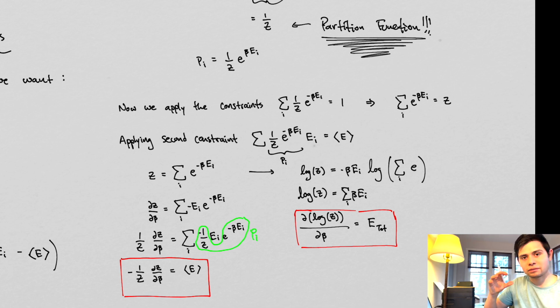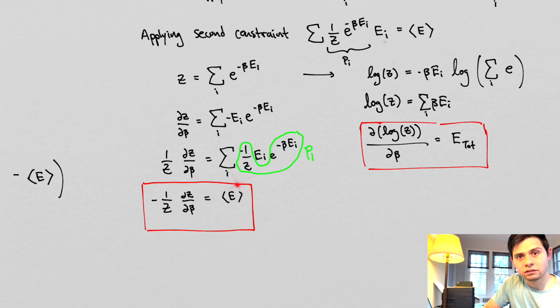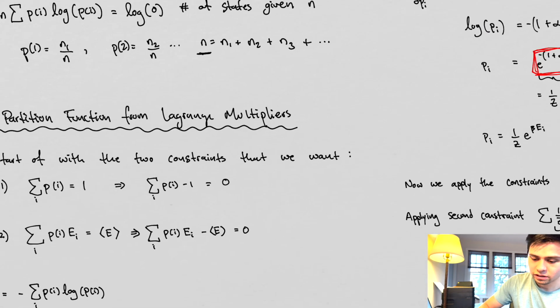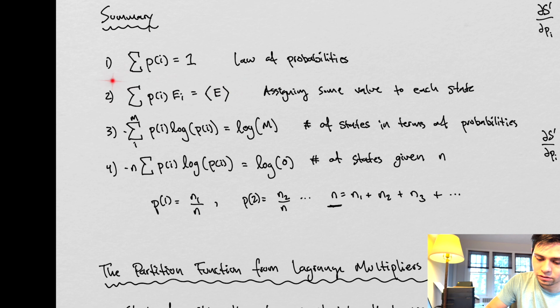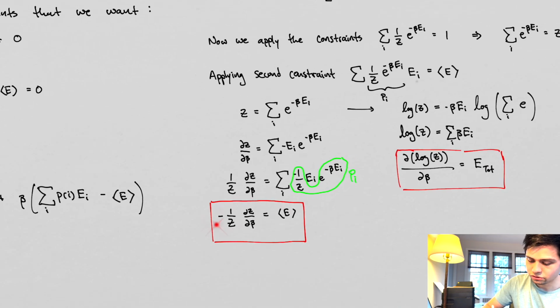A lot of this is just really mathematical manipulations. And we get that the average of E, the average energy, is equal to the derivative of the partition function with respect to beta times 1 over the partition function. That's kind of interesting, right? So we can calculate the average energy in this way right here, and now we can calculate it like this also.